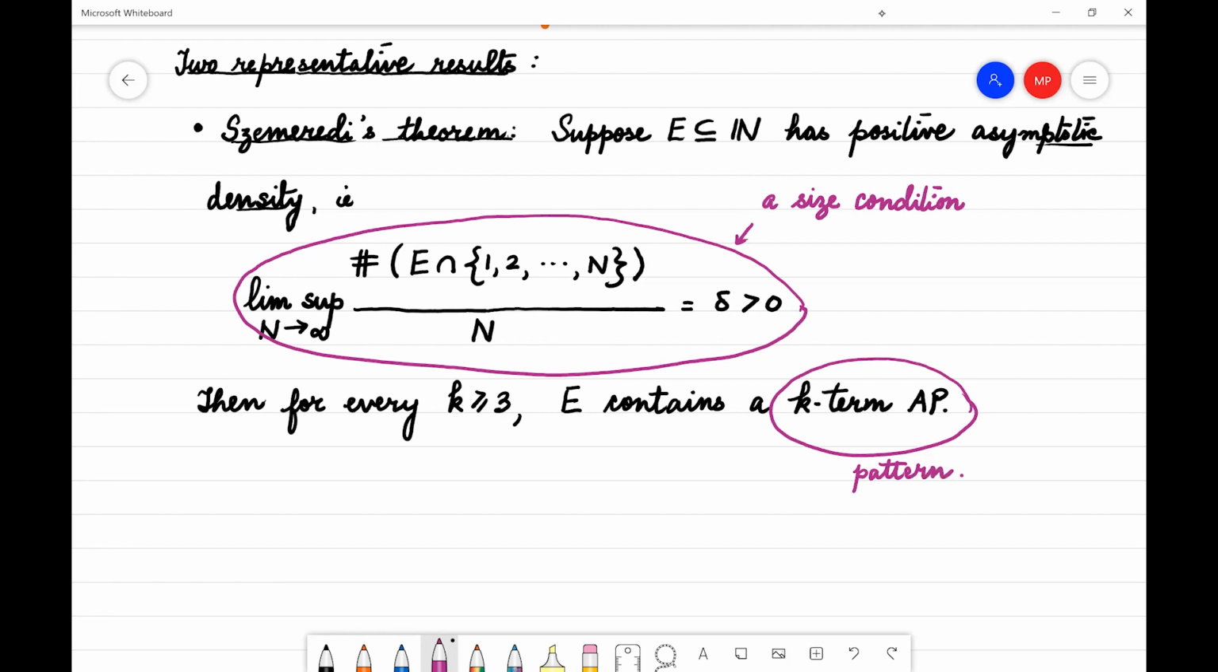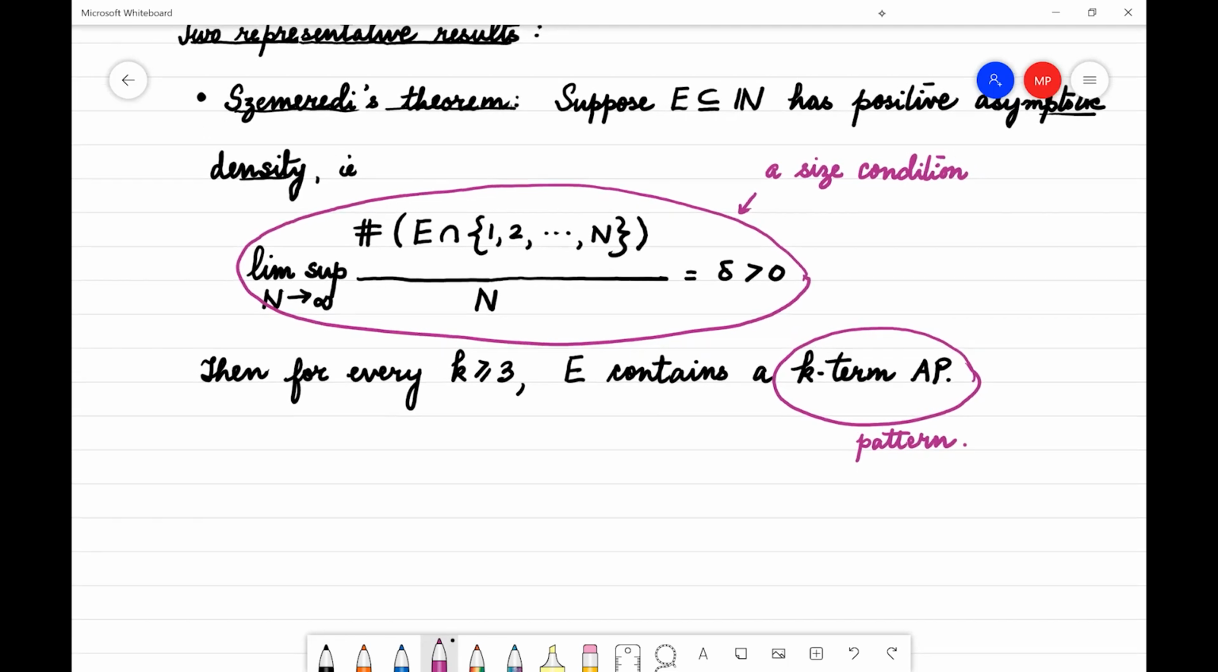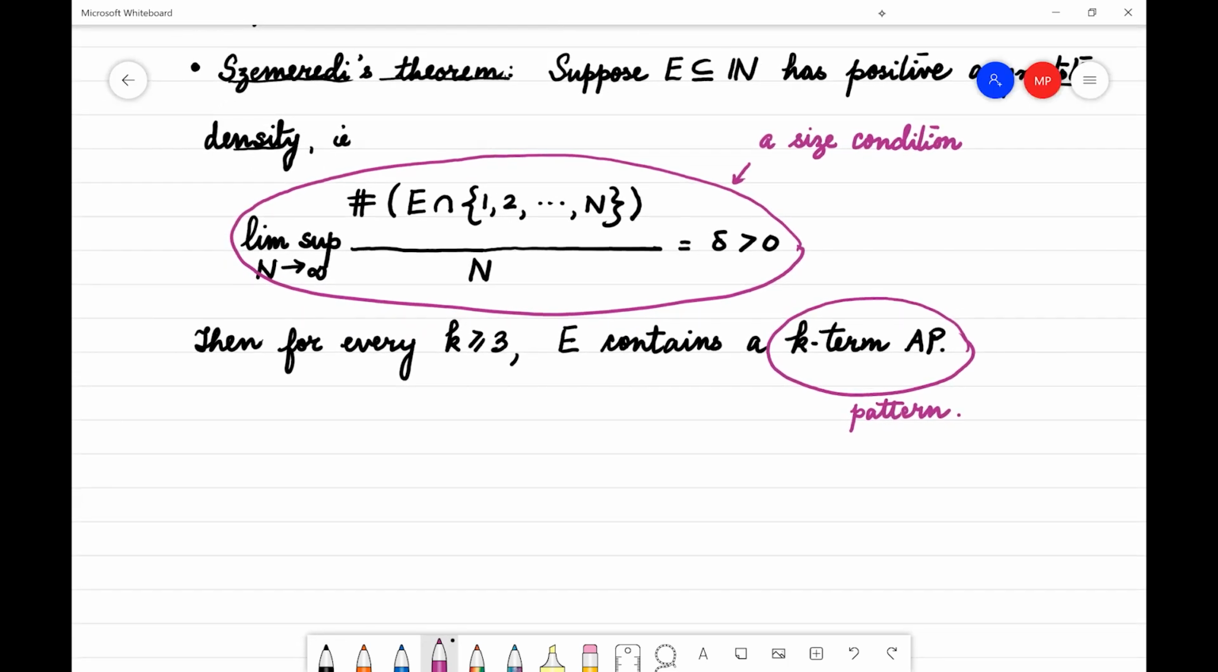Okay. Now for k equal to 3, this result is due to Roth. And even though Szemerédi's theorem in full generality has multiple proofs, all of them very substantial and non-trivial, for the k equal to 3 case, there are many lecture notes and textbooks available where it has been exposited in a very nice way. So for those of you who are interested in this area, may want to look up a proof of Roth's theorem.